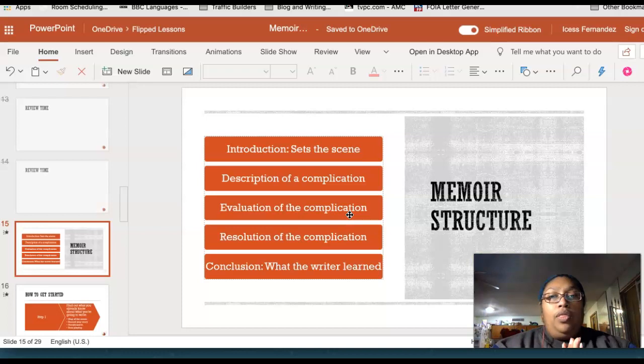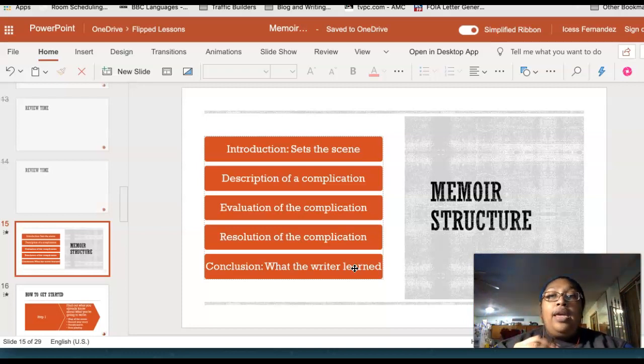For example, the introduction can be one paragraph, but to describe the complication, to help the reader understand it, you can probably use three paragraphs to do the description. Maybe there's two paragraphs for the evaluation of the complication. These boxes here don't mean paragraphs, they mean sections. So when you're thinking about writing it and taking the lessons that we learned last time about the shitty first drafts, this is how you want to approach your essay.